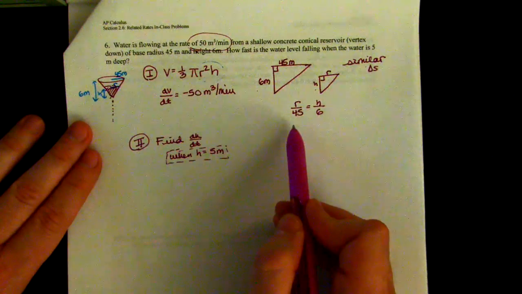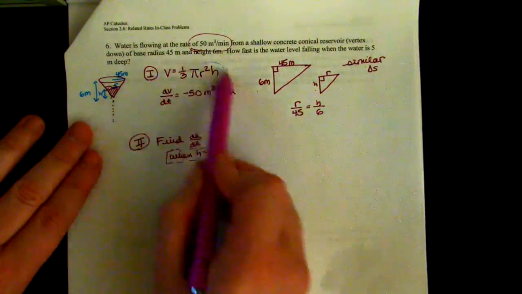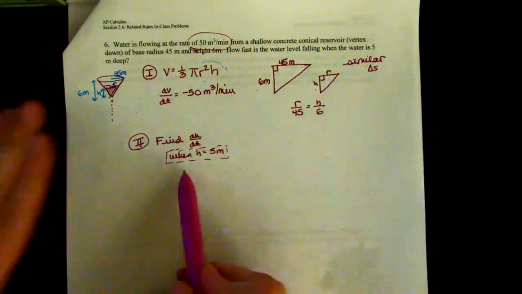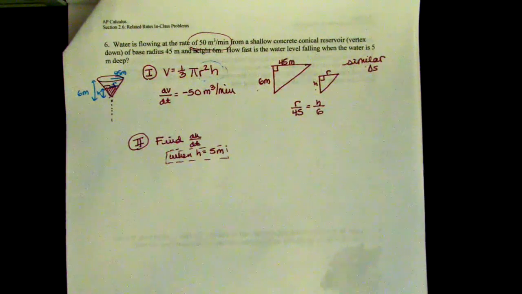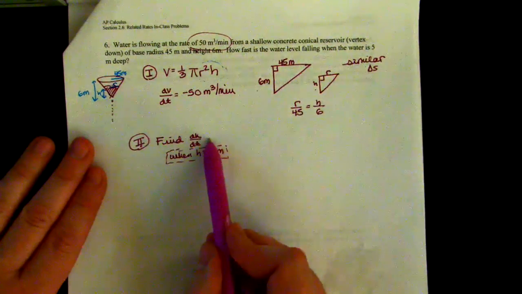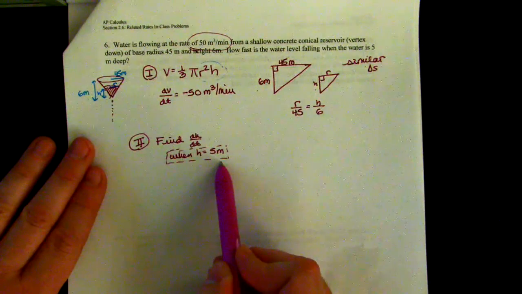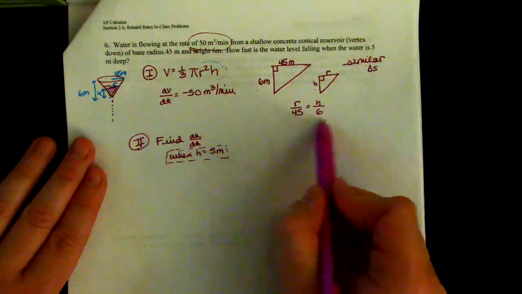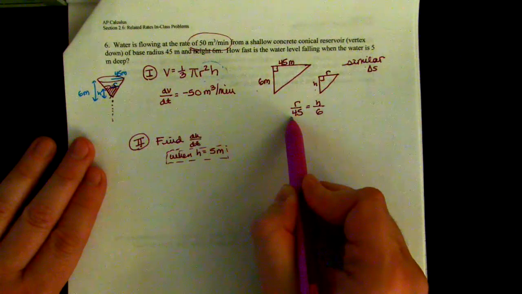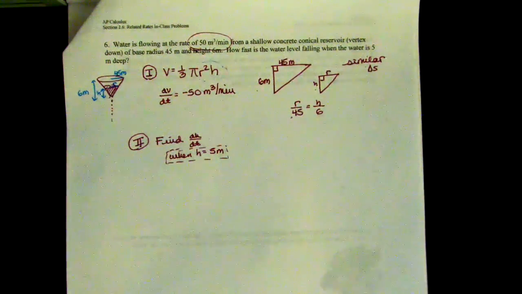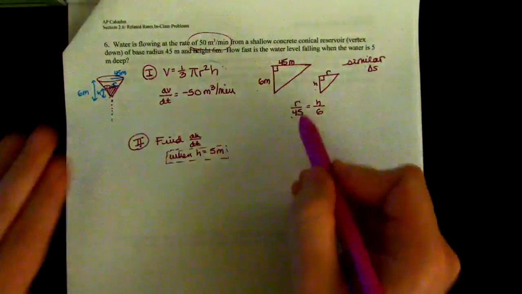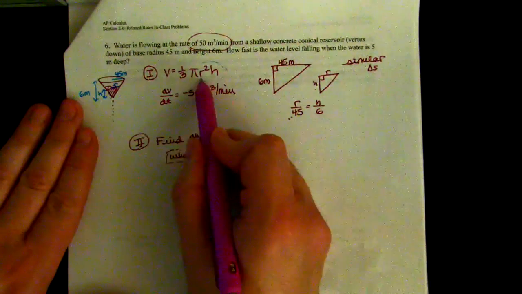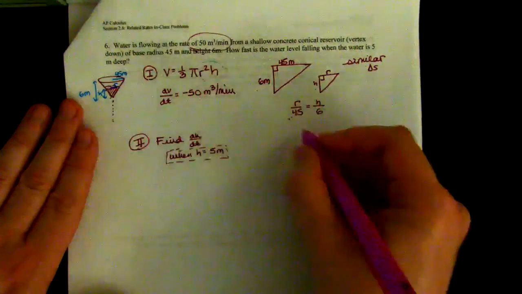By the time I'm done, what variable do I want in this equation? Do I want h's left in there, or do I want r's left in there? Well, since I want to find dh dt when h is a particular height, I think I want h's in this problem. Which means I need to take this thing and I need to solve it for what? For r or for h? I need to solve this one for r, so I can then plug that in over here and get something with just h's in it by the time I'm done.